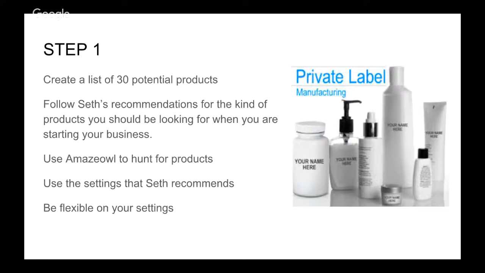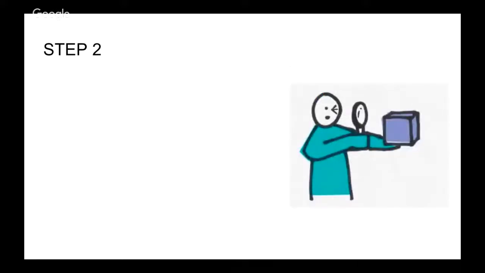My step one, when I'm starting to do research for a new product, is I just want to get my list of 20 to 30 products. That's my step one. Once I do that, then I go to step two.